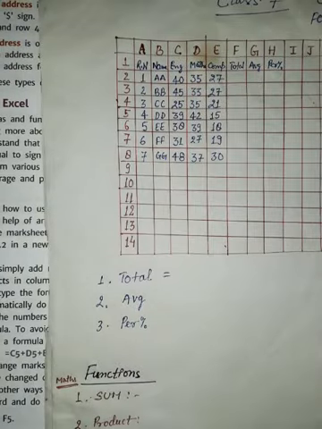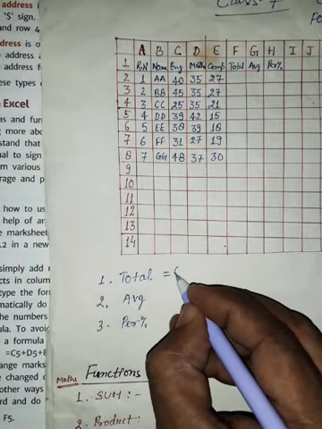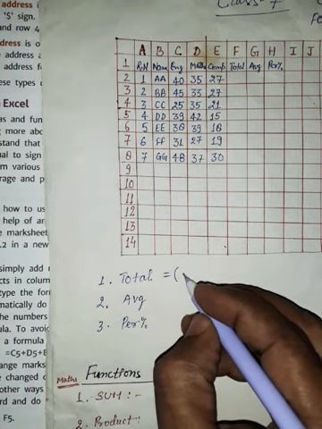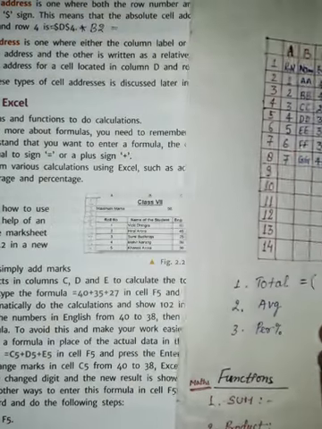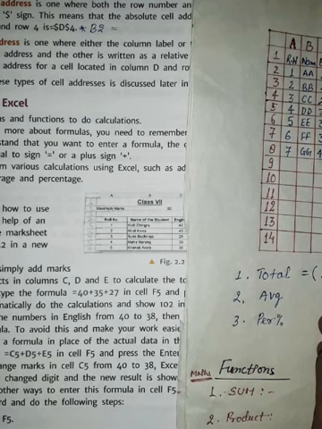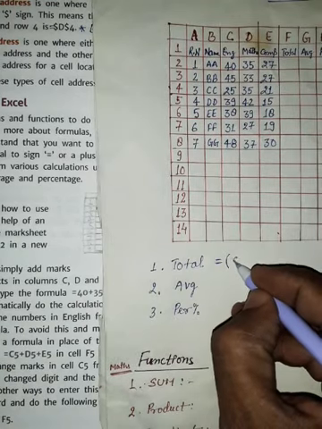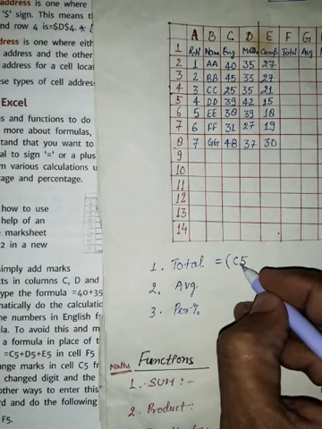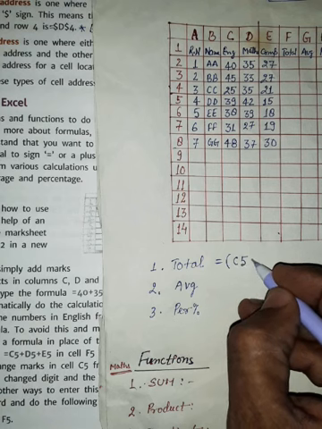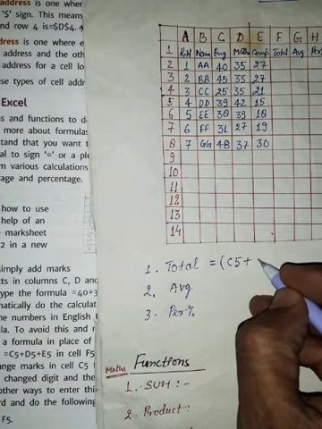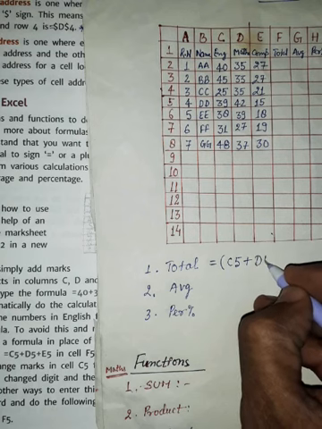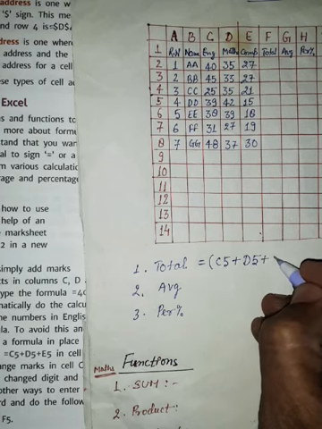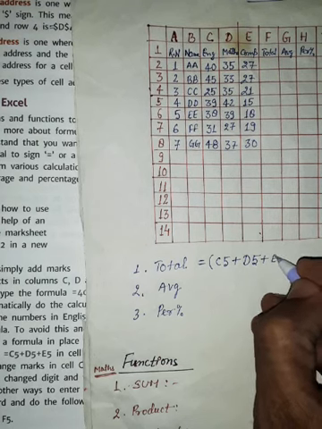As I'm writing on the paper, you can see the equal sign, then open the bracket, that is called the parenthesis. Then we write the cell address, starting with C5, but you can click with the mouse on the C5 cell address. Then press the plus sign, then click on D5 with the mouse, press the plus sign again, and then click on the E5 cell.